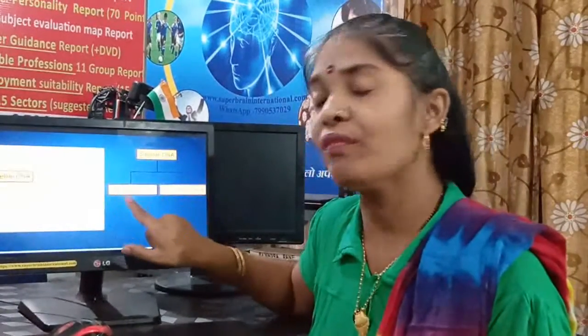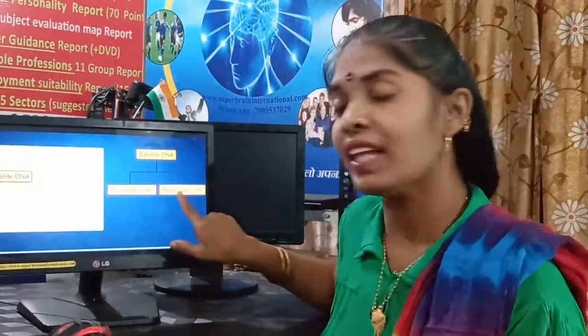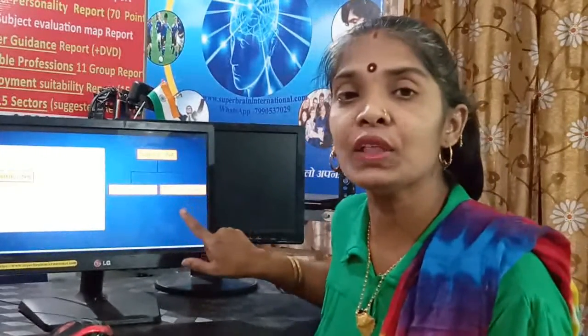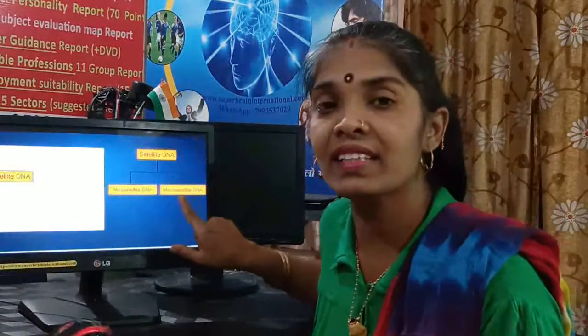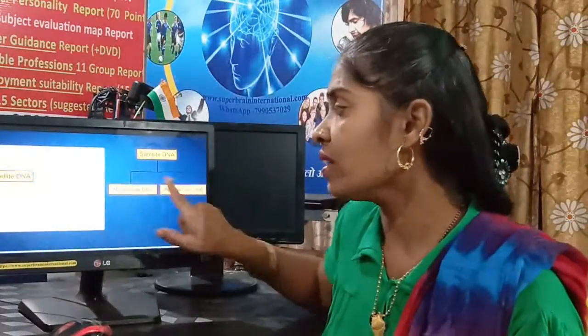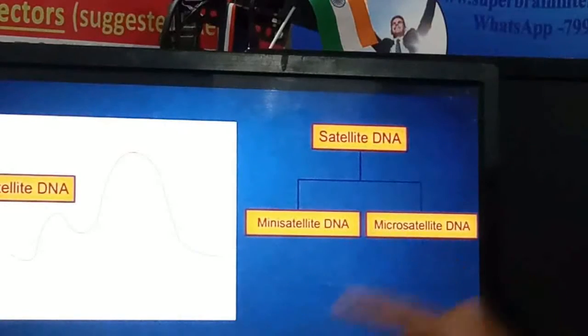And microsatellites, as the minisatellite has more than 9 nucleotides, this will be smaller than that, meaning automatically there will be a 1 to 8 nucleotide segment, right? And the size again is 1 to 5 kb, so it will be less than that. So in this way satellite DNA is divided into two parts based on their length of segments and number of nucleotides.